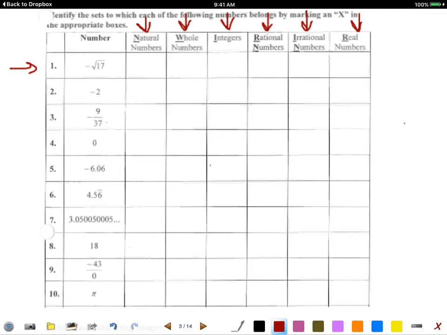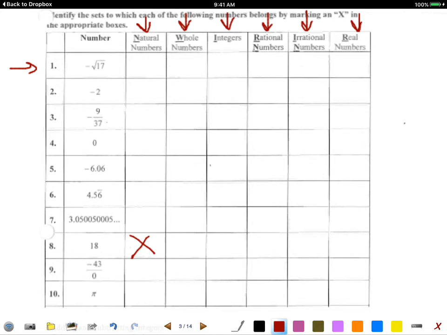But all right, what about 4.56 repeating? Is that a natural number? No. What about 3.0500500005? No. What about 18? Yes. That's a natural counting number. Any of these other two? No. Okay, so we're done with the natural numbers. Let's go to the whole numbers. By the way, if it's a natural number, it's also going to be a whole number, an integer, and a rational number, correct?